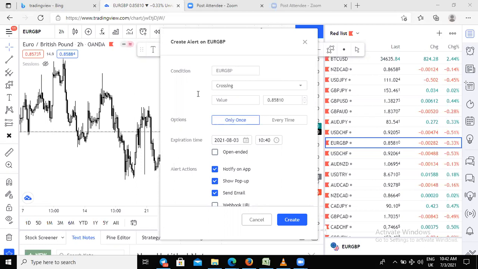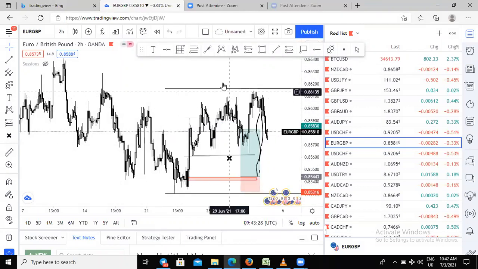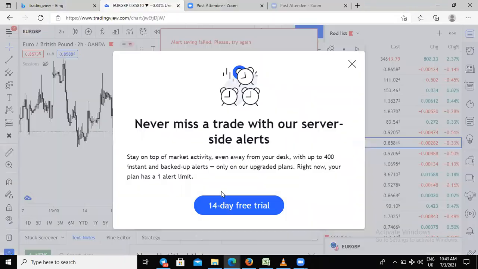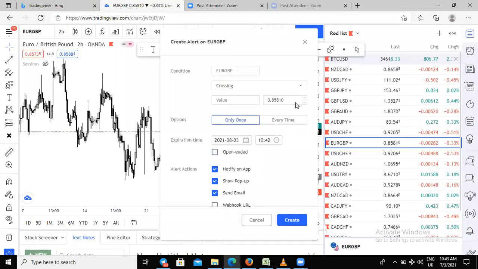Okay, somebody said the standard TradingView, you can use it on your phone, like I said. All right, somebody asked, how can we set the alert? All right, so this is how it looks like. You click on this and then look at this. You just click here.